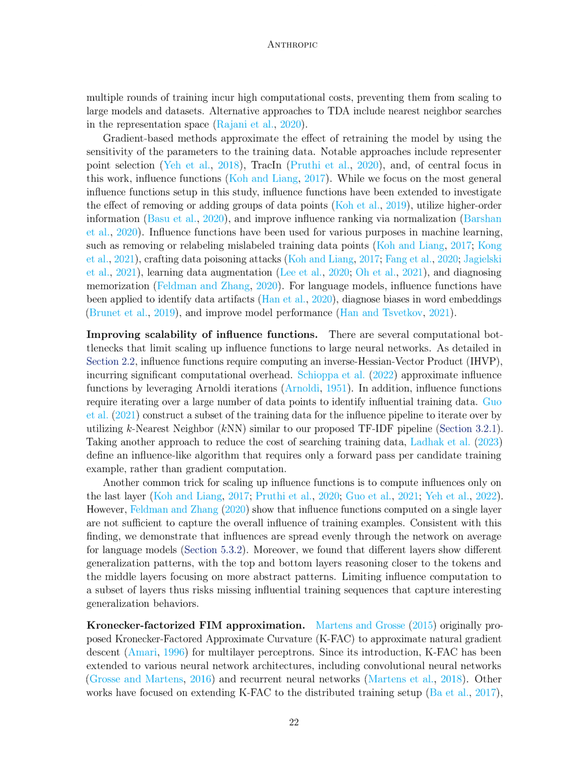In our findings, we learned that influences are typically spread across the network for language models, with different layers having different generalization patterns. For instance, top and bottom layers relate more closely to the tokens, whereas the middle layers focus on more abstract patterns. By limiting the computation to specific layers, we might overlook influential training sequences that reveal interesting generalization behaviors.